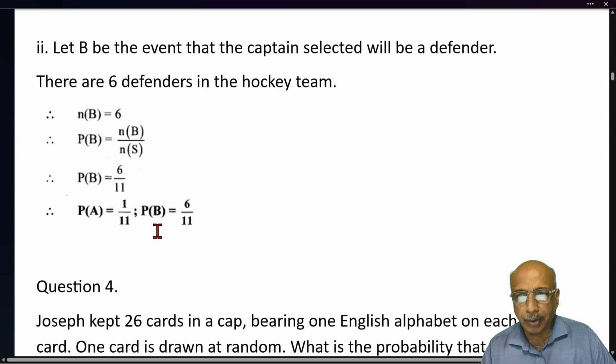Let B be the event that the captain selected will be a defender. There are 6 defenders in the hockey team. Therefore, n of B will be 6. So P of B equals n of B upon n of S equals 6 by 11. P of B will be 6 by 11 and P of A will be 1 by 11.